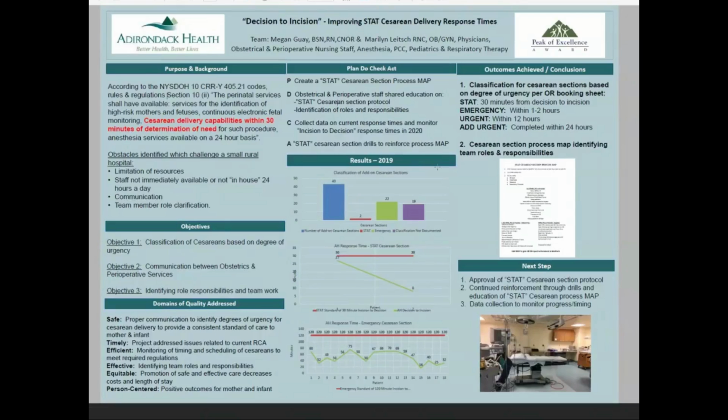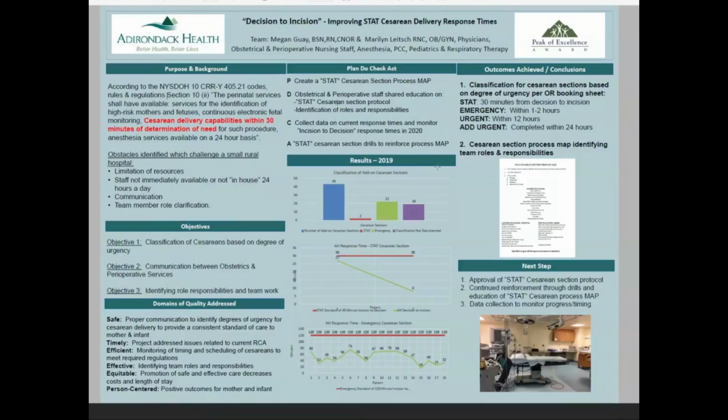So we did a little bit of digging per the OB-GYN requests and found that the New York State Codes, Rules and Regulations Section 10 states that the perinatal services shall have available services for the identification of high-risk mothers and fetuses, continuous electronic fetal monitoring, cesarean delivery capabilities within 30 minutes of determination of need. So we recognized that we needed to meet this goal for our patients and obviously for New York State rules and regulations.